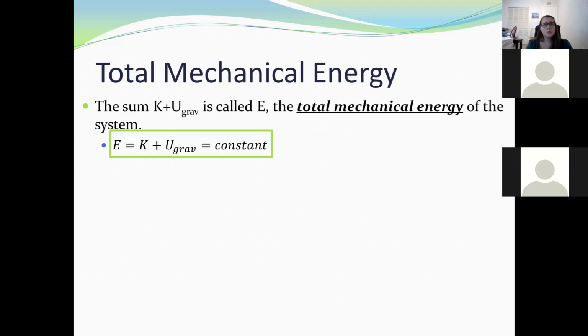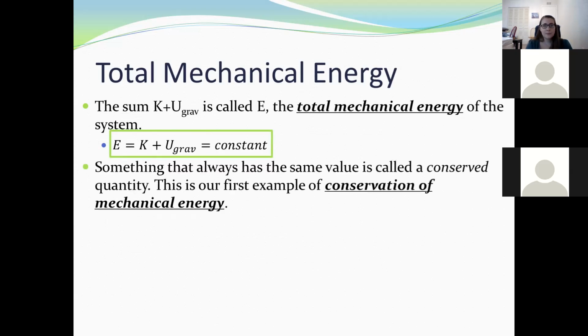And one of those most important laws of nature that we've seen so far. So when something always has the same value, when it's a constant like that, it's called a conserved quantity, because to conserve something means to save it or to keep it the same. So this is really our first equation of conservation of mechanical energy. And we'll come back and edit this equation a little bit as we go.